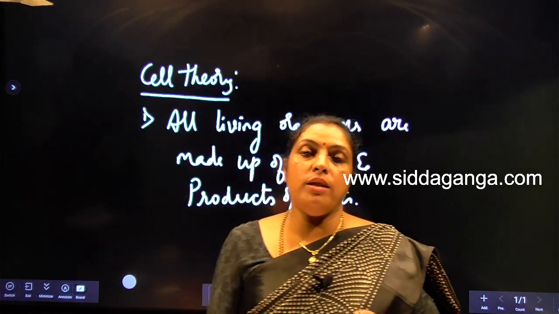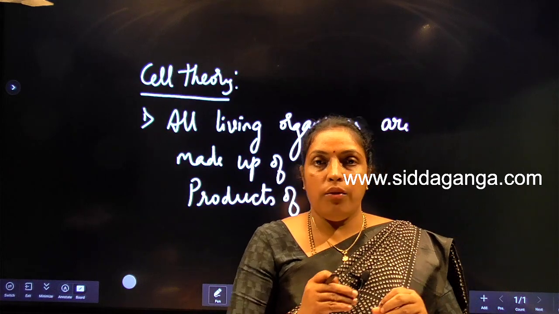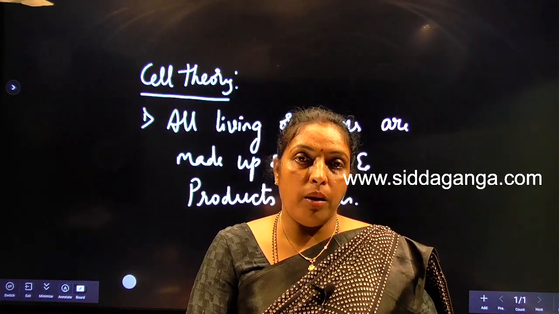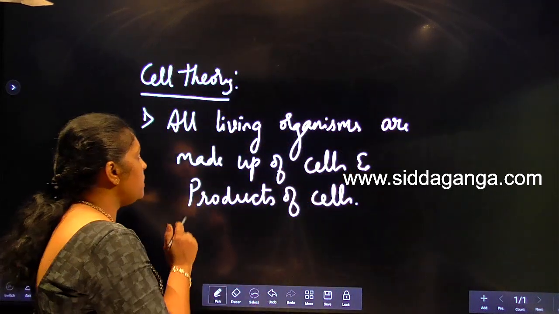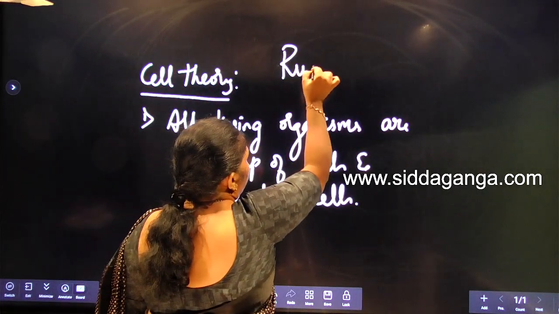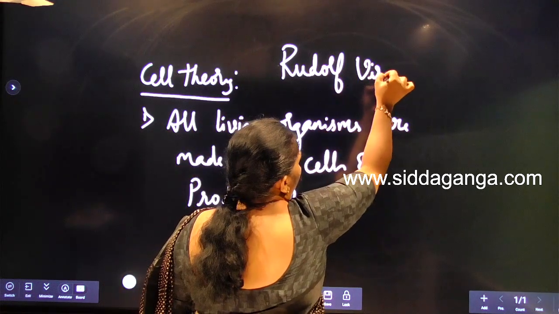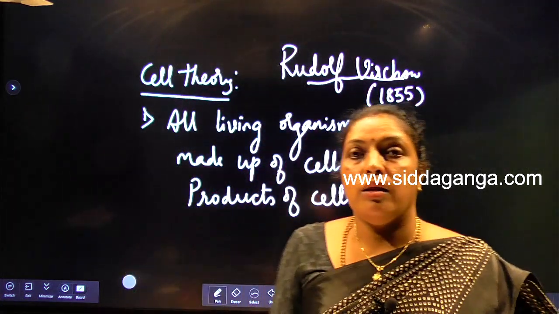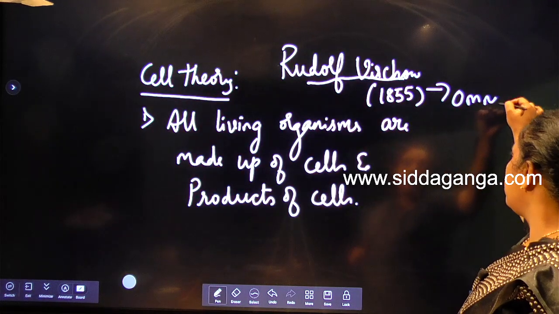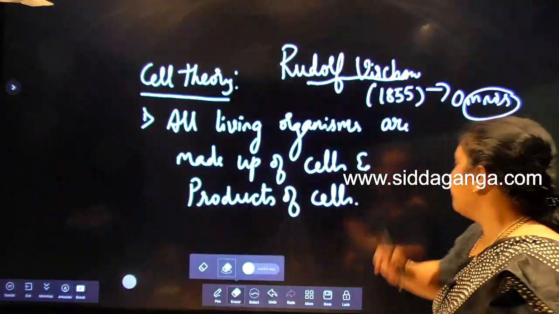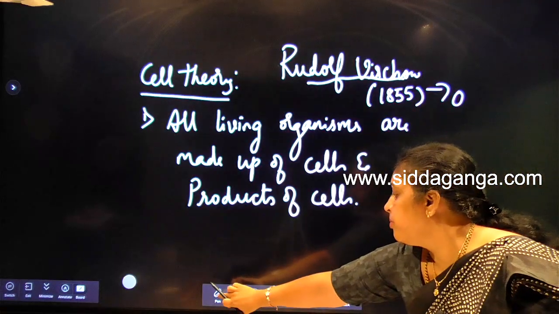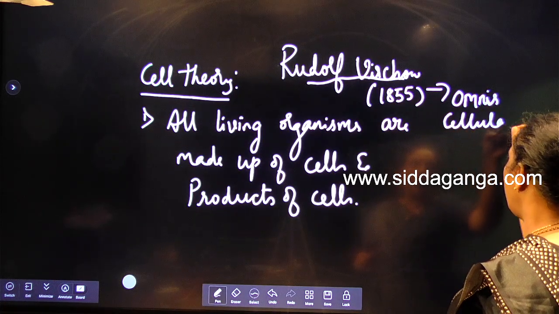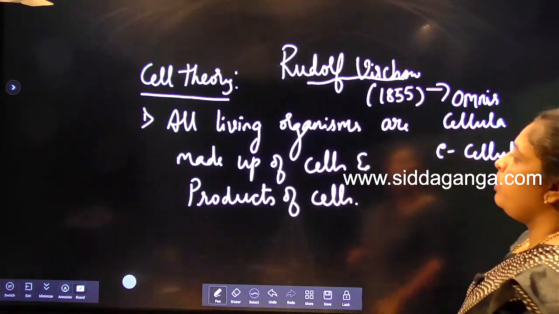But they failed to tell us how new cells are formed. Whether plants or animals, they said they are made up of groups of cells and products of cells, but they did not say how new cells were formed. Understood? That was given to us by Rudolf Virchow in the year 1855. He gave us one statement: omnis cellula e cellula.